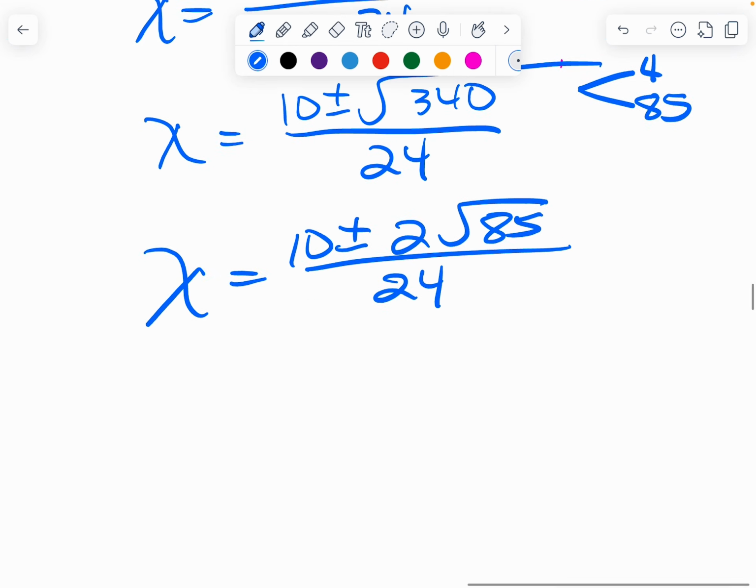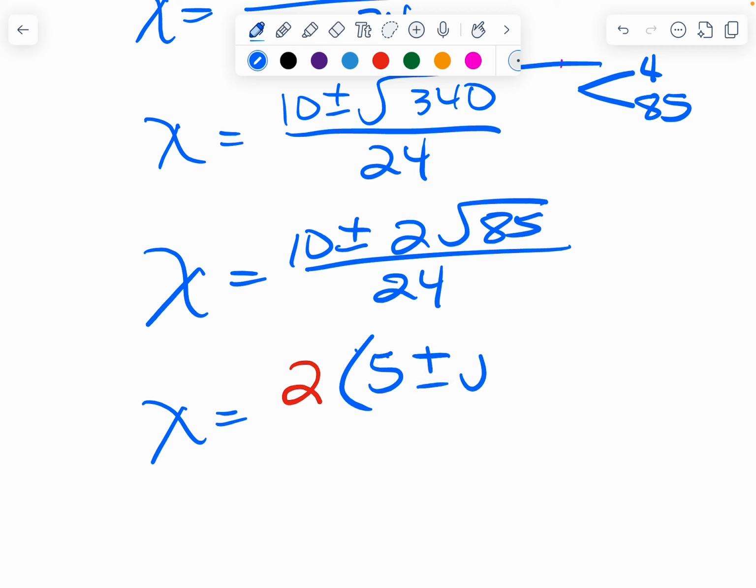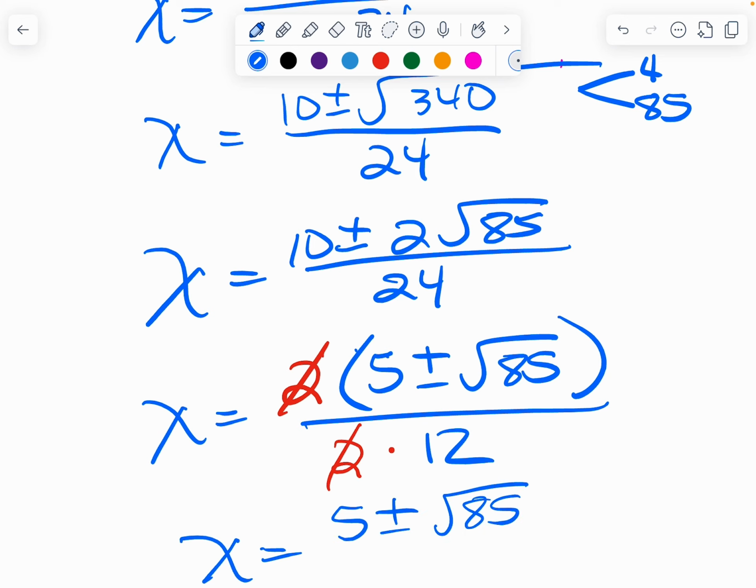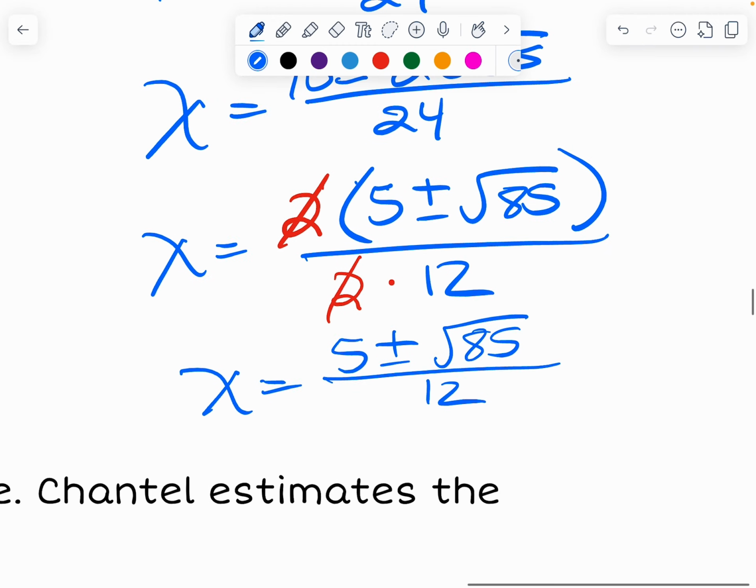2 can go into both 10 and 2 radical 85, so we're going to factor out a 2. I don't know why I didn't write this first. Parenthesis 5 plus or minus the square root of 85, all over 12 times 2. These 2's cancel out, and I'm left with x equals 5 plus or minus the square root of 85, all over 12.